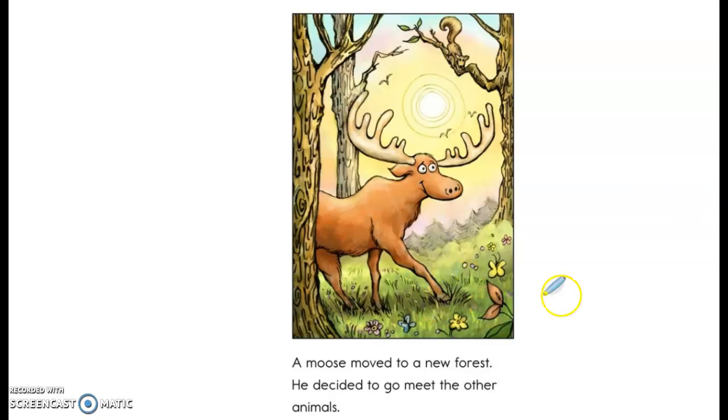I want to talk to you about a few words in this story that might be a little bit tricky. But I also want you to notice everything you see in the picture. So in this picture I see a squirrel, I see a forest, I see a moose, I see some flowers and butterflies. It looks like a pretty happy place. And it talks about the moose moves to a new forest.